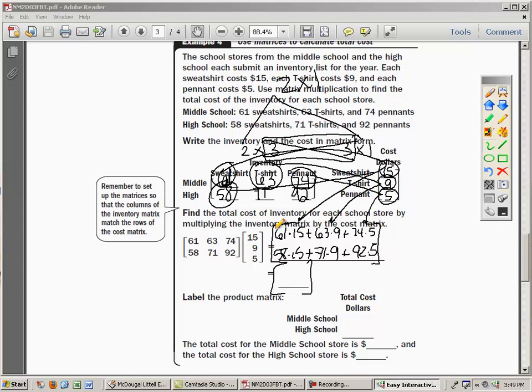When I do 61 times 15 plus 63 times 9 plus 74 times 5, altogether that is 1852, and for the second line this is 1969. And so as a matrix, the total cost in dollars is 1852 and 1969. So the high school has $1,969 wrapped up in inventory, and the middle school has $1,852 wrapped up in their inventory.